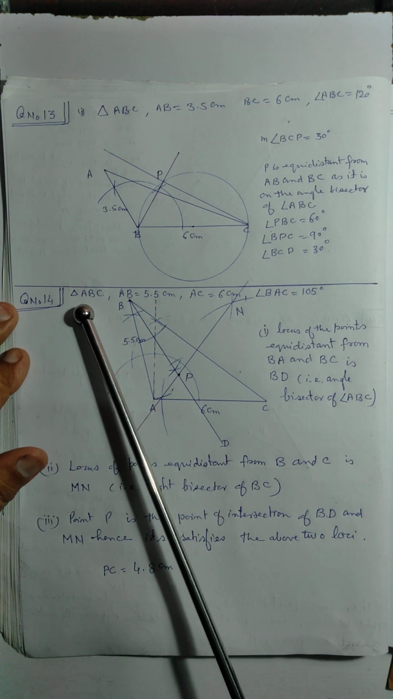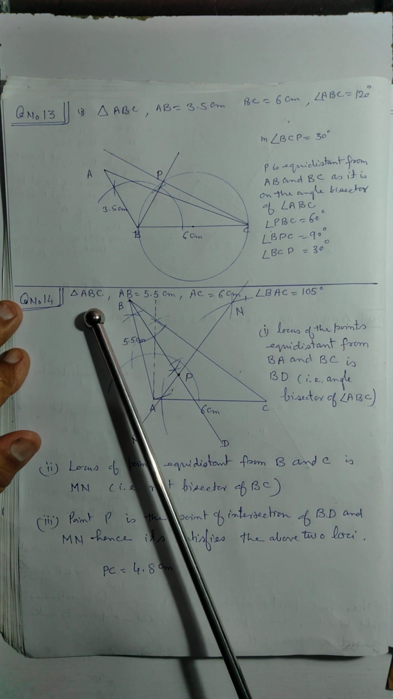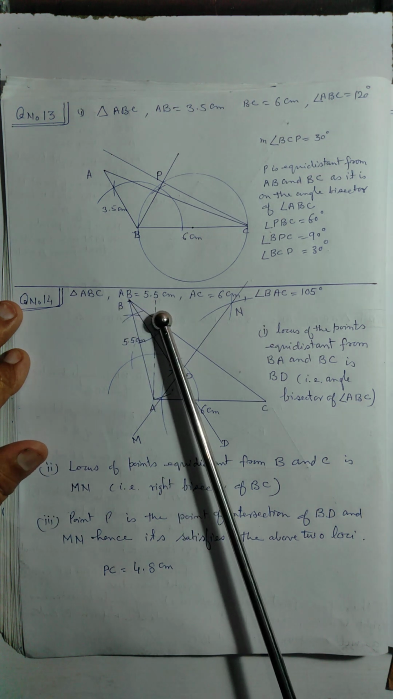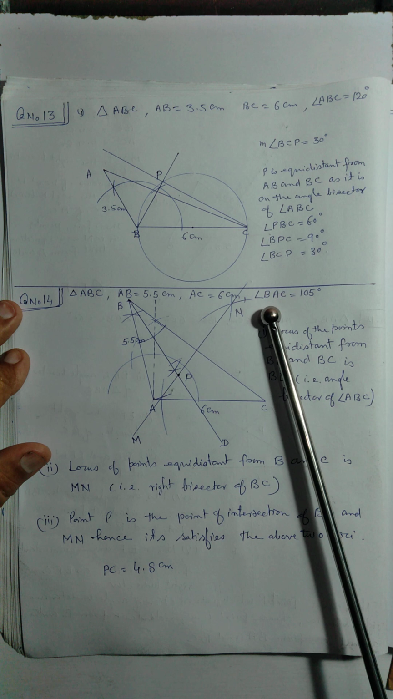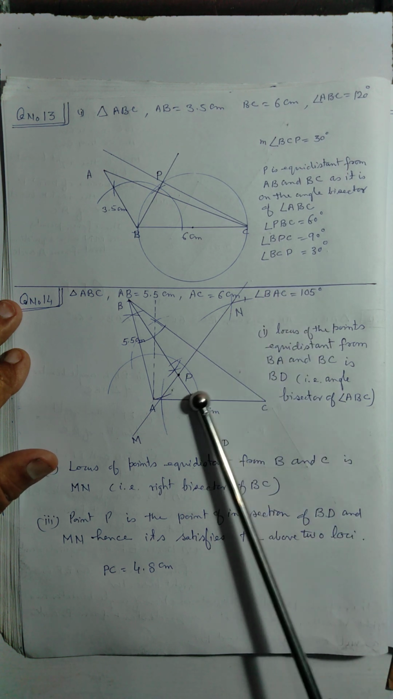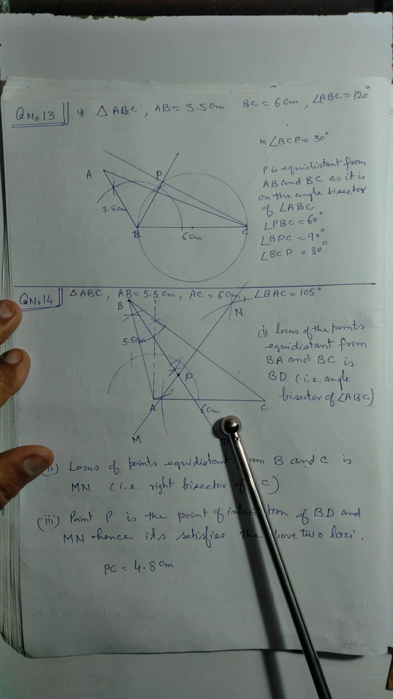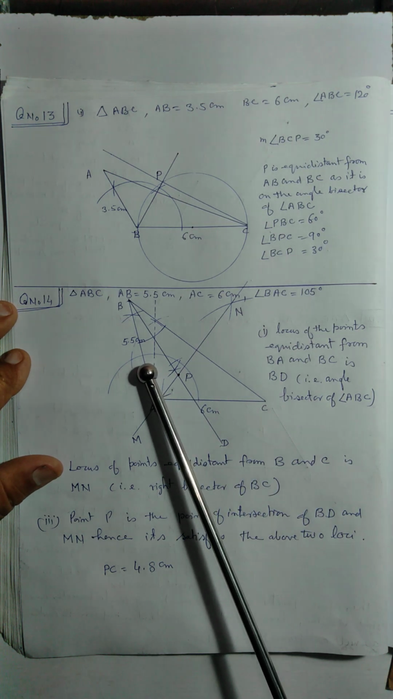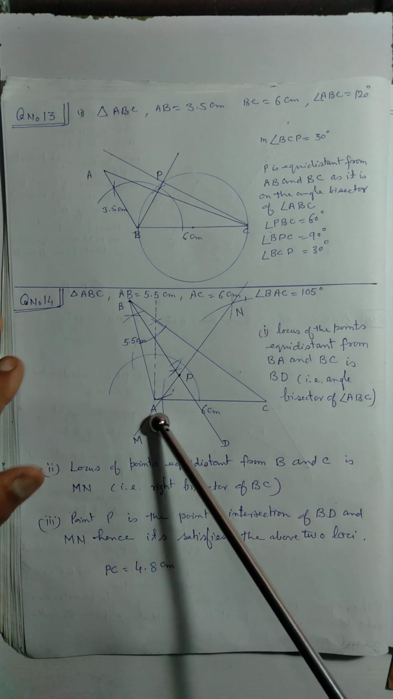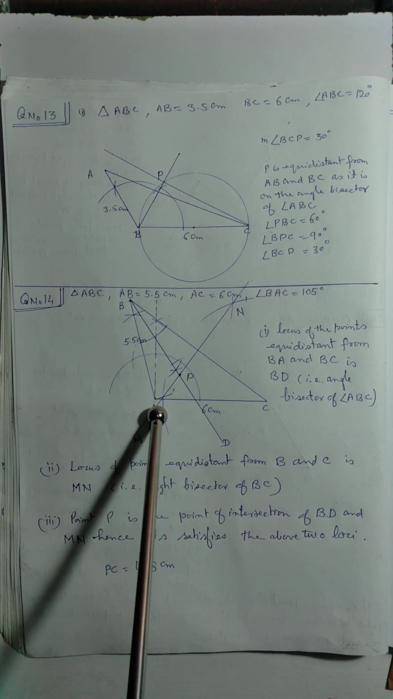You see in question number 14, the triangle ABC, where AB is equal to 5.5 centimeter, AC is equal to 6 centimeter, and angle BAC is 105 degree. So AC is 6 centimeter. Here at the point A, I have constructed the angle equal to 105 degree.